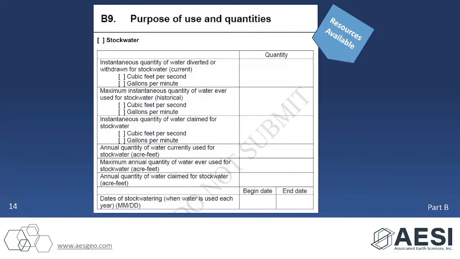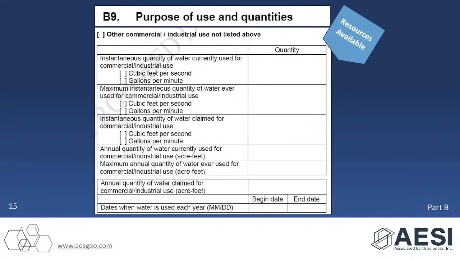So for stock watering, the same questions for instantaneous rate and annual quantity rate. They're not going to ask about irrigation, because a stock watering exempt doesn't include the irrigation of the food that the stock uses. And for the dates of stock watering, very well might be January 1st through December 31st. Commercial industrial, same questions: instantaneous rate questions, annual consumptive rate questions, and date of use.